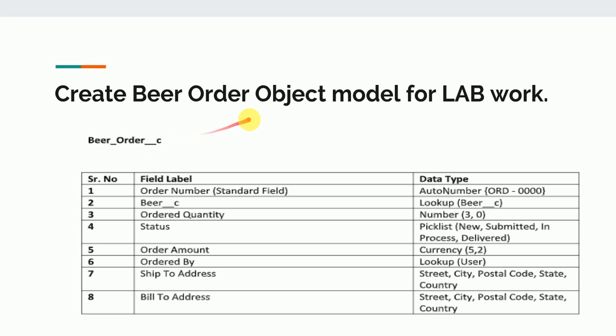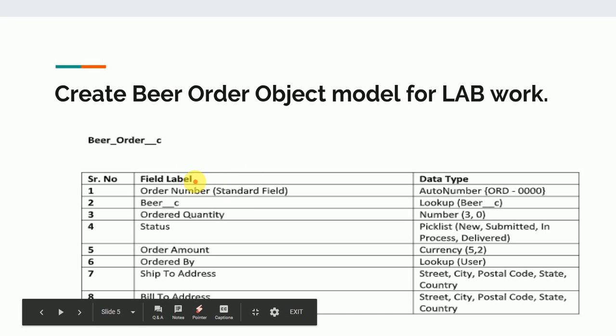And next we'll be going to create a beer order object model for the lab work, for our project that we are building, Beer Explorer. So these are the fields that are defined. I also shared the link of the details with the document, along with the data as a CSV file as well. So let me go ahead and show you all the fields that I created in my org that you also need to create here.